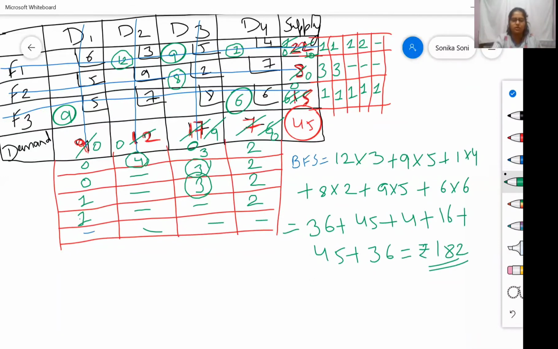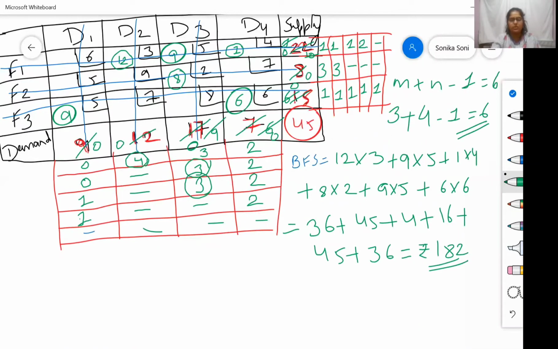Now we have to check the non-degeneracy. For that, what is the formula? We have m plus n minus 1, which should be equal to the number of allocations, 1, 2, 3, 4, 5, 6. We have 6 allocations, so it should be equal to 6. We have totally 3 factories and 4 destinations. That means 3 plus 4 is 7, minus 1, equals 6. That means it is non-degenerate, which means the allocations are according to what is required in the question.